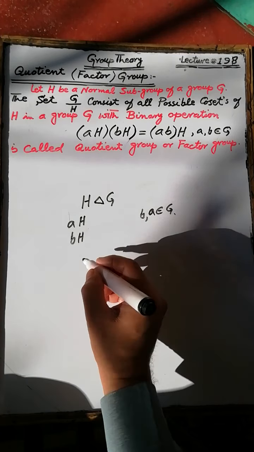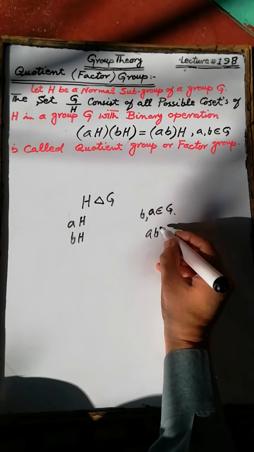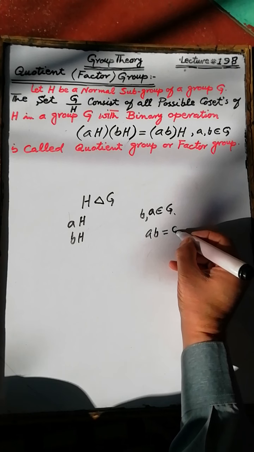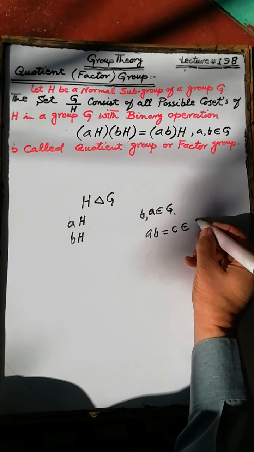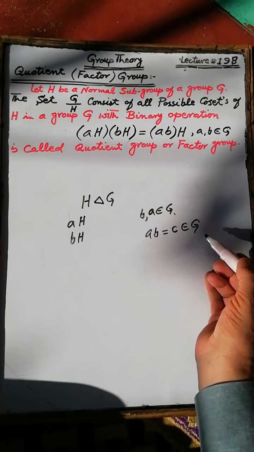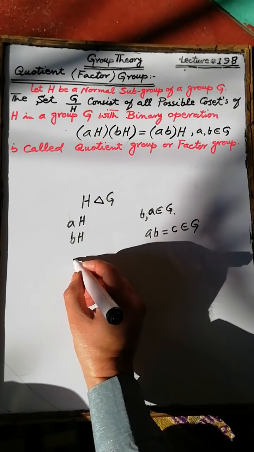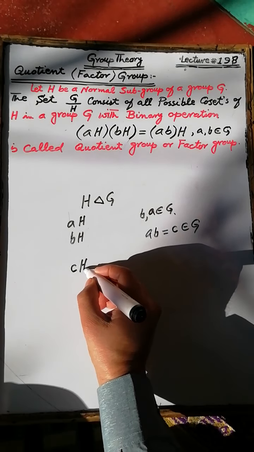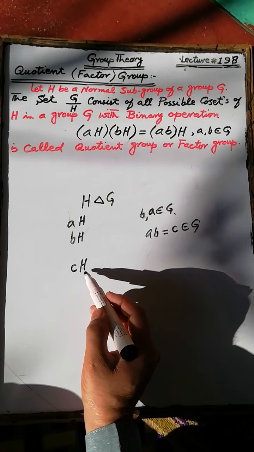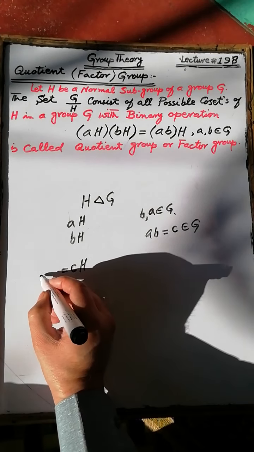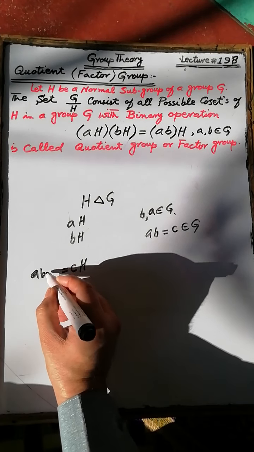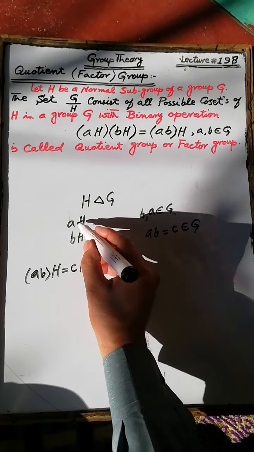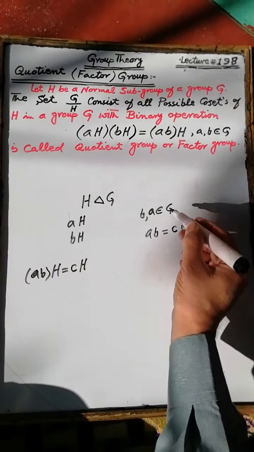When we operate the elements a and b with the binary operation defined in a group G, the resultant element is denoted by c. This is an element of the group G according to the definition of the group, and the element c of the group G determines the left coset of the subgroup H in a group G, and this is also denoted by a multiplied by bH. According to this condition, these are two subsets of the group G.